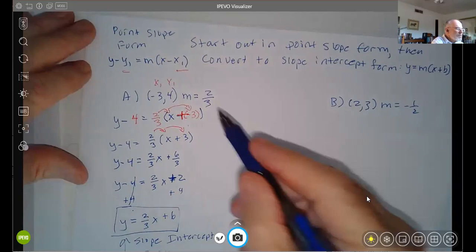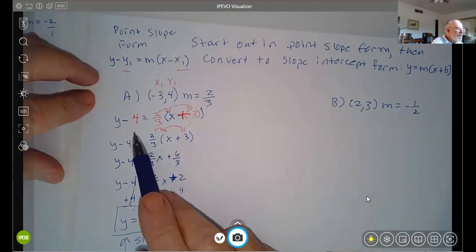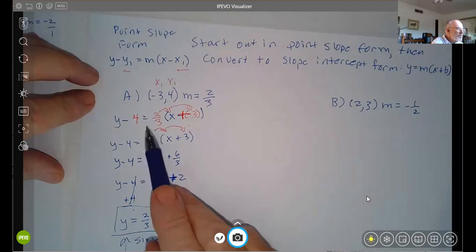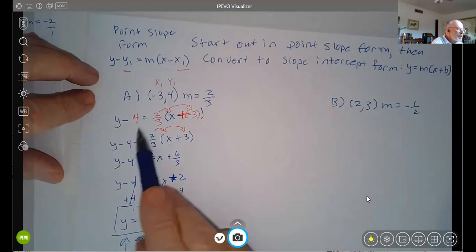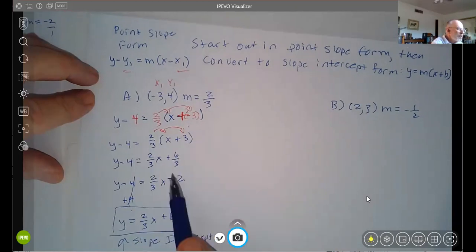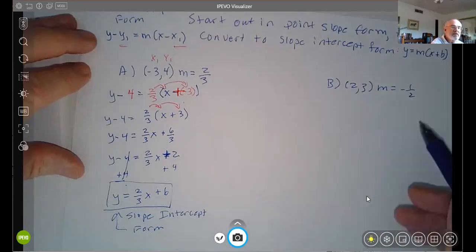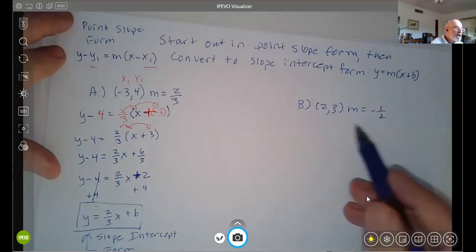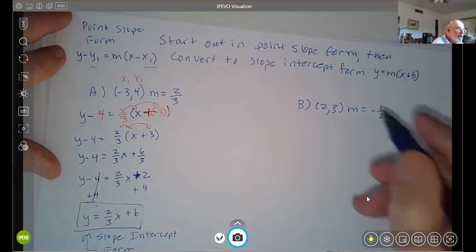So we started out with the point slope form. We plugged in the values, the point. So this is the x1, this is the y1, the slope. We simplified, we distributed, and then we added the 4 to both sides, and we got our result. Okay. So we'll do the same thing with this one. B also has a point and slope. So we're going to again use the form.